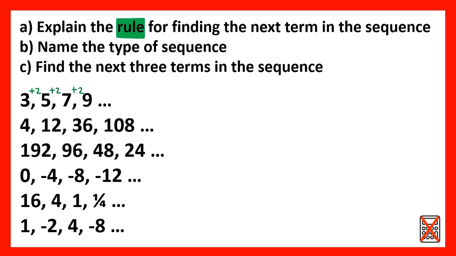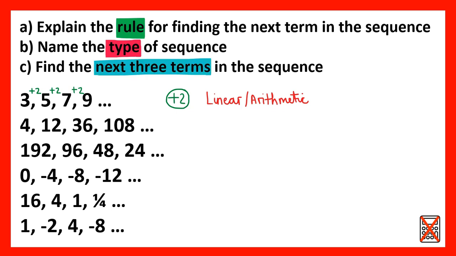When it increases or decreases by the same value, we call this the common difference. This will help us with the type of sequence, since those with a common difference are linear sequences, which will often be referred to as arithmetic sequences. And using our term-to-term rule of +2, we can find the next 3 terms by adding 2 to 9 to give me 11, adding 2 to give me 13, and adding 2 again to give me 15.